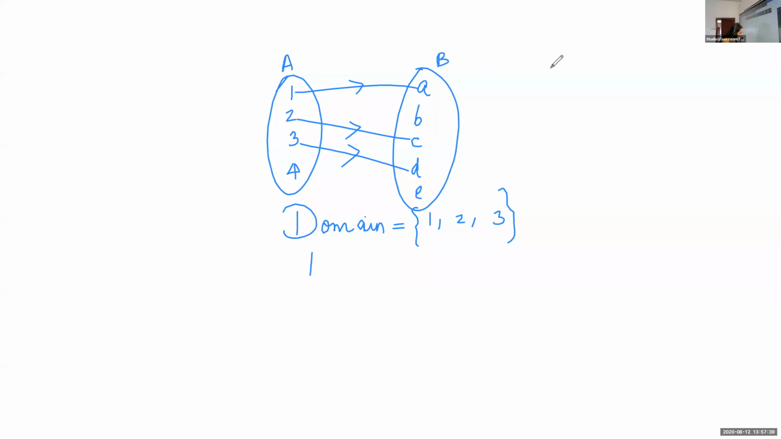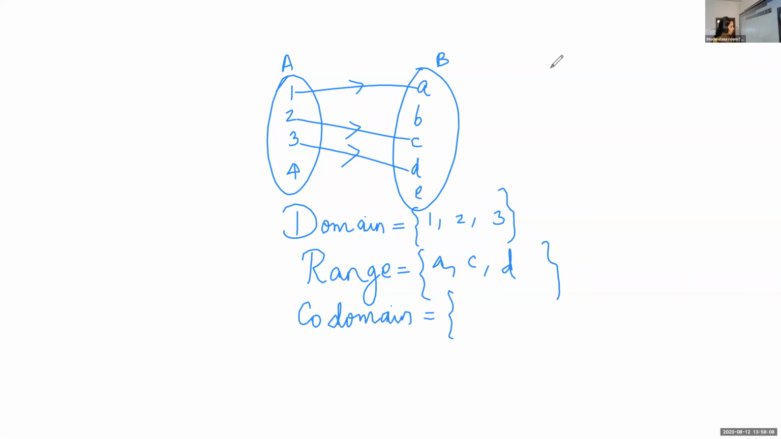Now can you define range? Which elements will be there in the range? Range is the collection of all second elements: A, C, D. Is it clear? Now, can you give the elements in codomain? A, B, C, D, E.